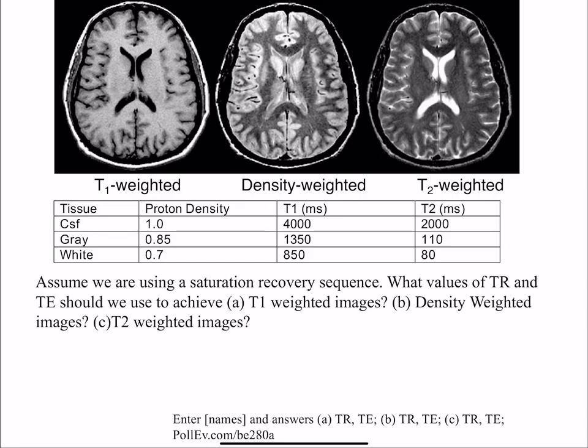Okay, so this is the problem I asked you to think about. I'll open up the poll in a minute. For this one, you just write down your names and your answers using this format. For each of these, the T1 weighted, the density weighted, and the T2 weighted, just give me your best guess for TR and TE. You're at the console, you can put in the TR and the TE. What would be your best guess to get these different types of images? Go ahead and discuss with your neighbors, and I'll open up the poll right now.